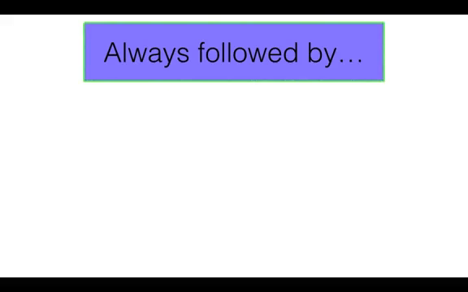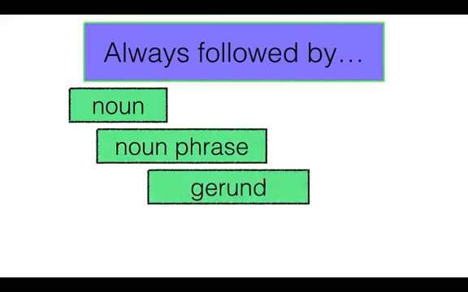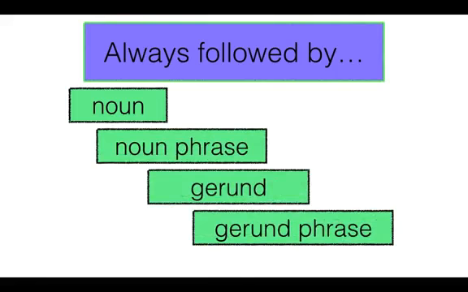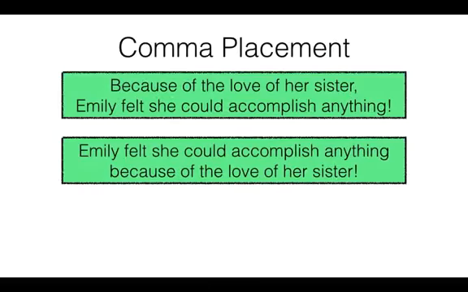Just remember, no matter which preposition you use, it will always be followed by a noun phrase, and in some cases a gerund or a gerund phrase. Regarding comma placement, generally speaking, it is appropriate to put a comma after a prepositional phrase that comes before a clause, while one that comes after a clause does not require a comma.